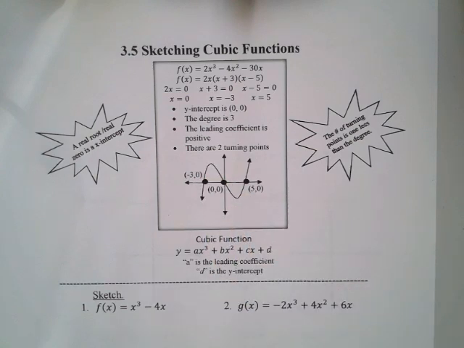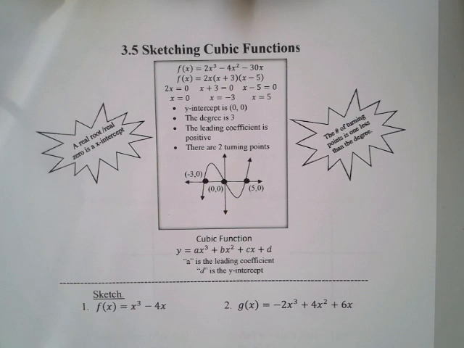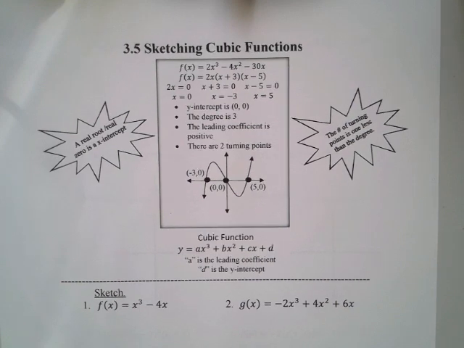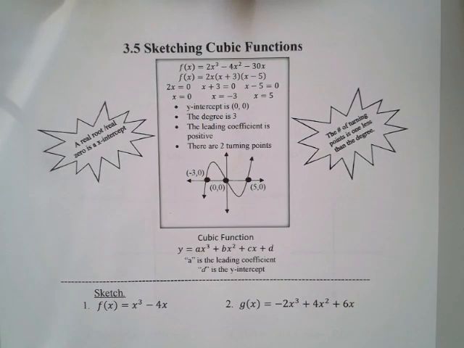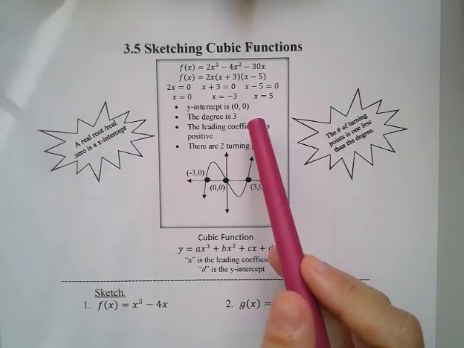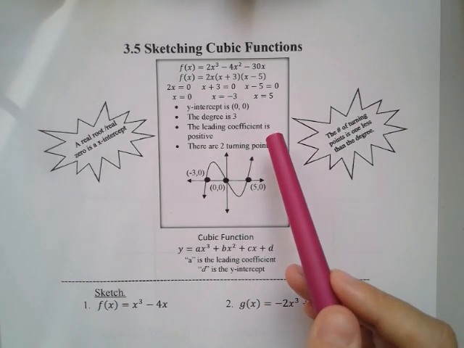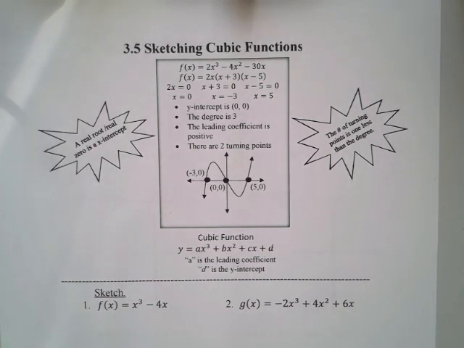In order for us to sketch our cubic functions, the first thing that we're going to have to do is factor our functions using some of those factoring skills that we worked on previously. Then we are going to have to solve each piece that we factored to find out where our x-intercepts are. After that, we will be able to identify where our y-intercept is potentially, what our degree is, and we can use our leading coefficient to tell us what the graph will look like.